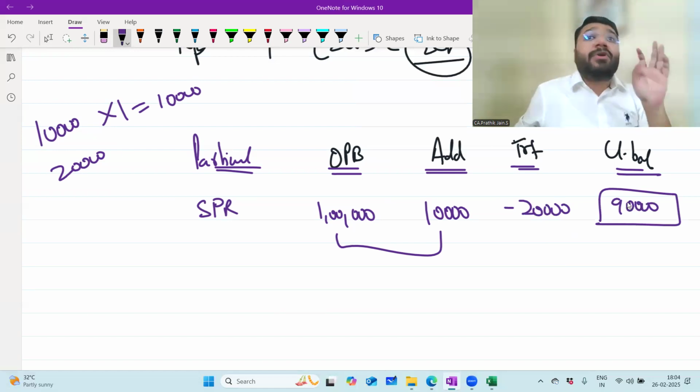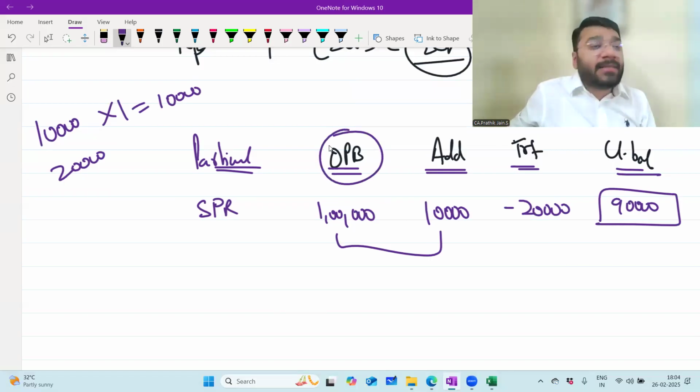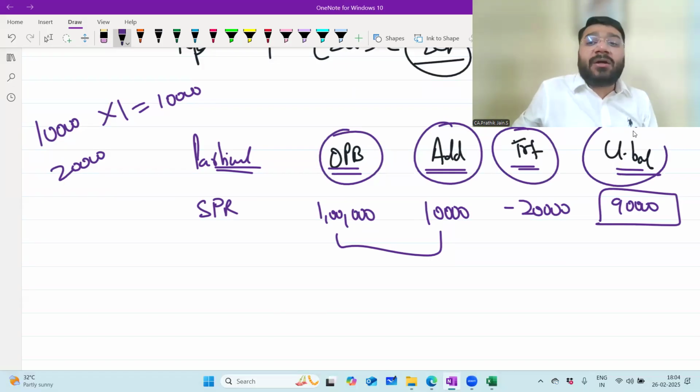Am I loud and clear? This you have to do for every type of reserve. Every type of reserve: the opening balance, the addition during the year, the transfers during the year, and the closing balance.